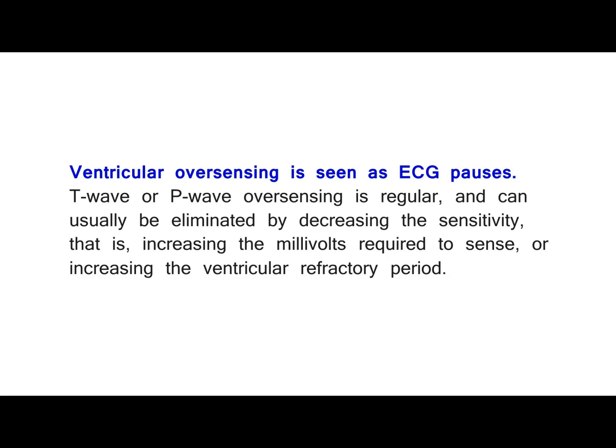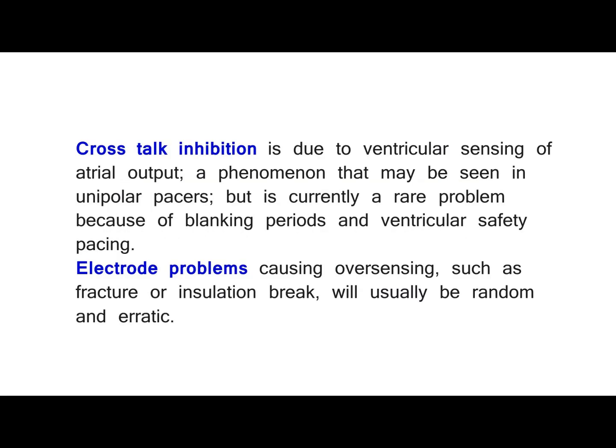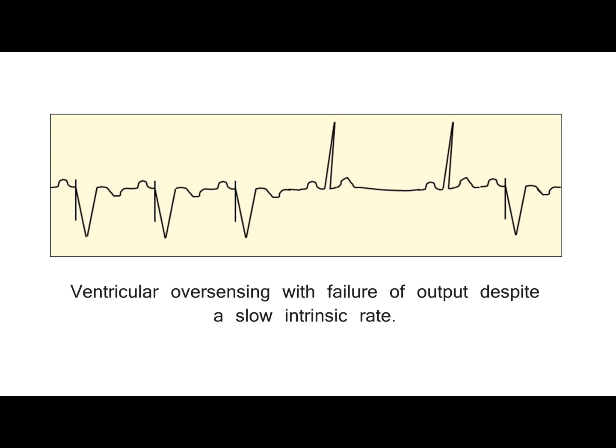T-wave or P-wave oversensing is regular, and can usually be eliminated by decreasing the sensitivity, that is, increasing the millivolts required to sense, or increasing the ventricular refractory period. Crosstalk inhibition is due to ventricular sensing of atrial output, a phenomenon that may be seen in unipolar pacers, but is currently a rare problem because of blanking periods and ventricular safety pacing. Electrode problems causing oversensing, such as fracture or insulation break, will usually be random and erratic. Ventricular oversensing with failure of output despite a slow intrinsic rate.